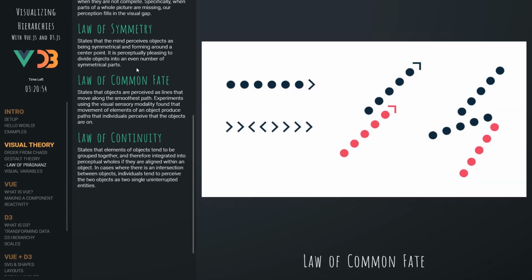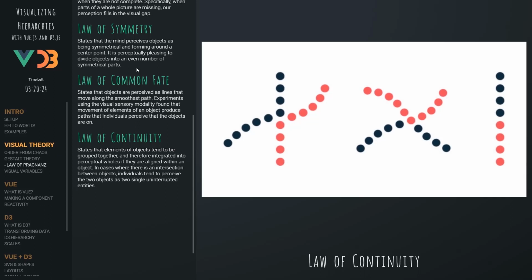And then we have the law of common fate, which states that objects perceived as lines that move along the smoothest path. These experiments using the visual sensory modality found that movement of elements of an object produce paths that individuals perceive the objects are on. Now that's a lot of wording, but a great example of this is if you were to watch a flock of birds. Because they're going in the same direction, you will tend to group them together, right?